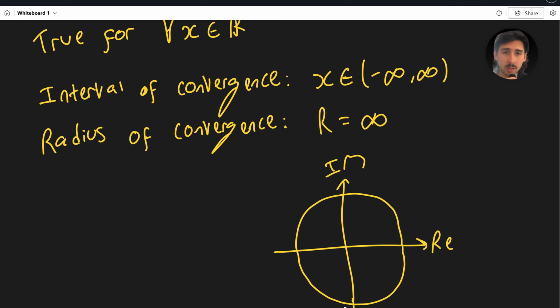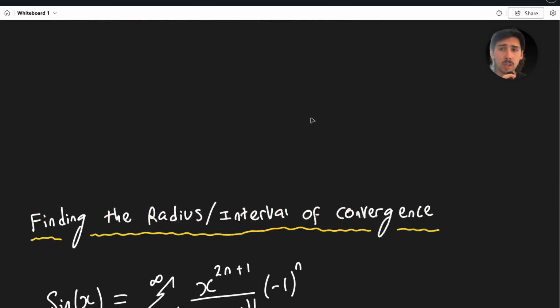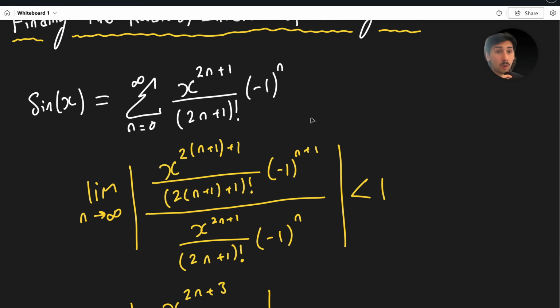But actually, this is true even for complex numbers, because hopefully it makes sense that even a complex number squared divided by 2n plus 3 divided by 2n plus 2 is still, in the limit as n goes to infinity, going to be smaller than 1. So there is no value, even a complex number like a billion plus 2 billion i or something like that, that won't converge. So once again, this is really useful because we know that the Maclaurin series for sine x is well and truly valid for any value of x that you choose, even complex numbers, but as big as you want.